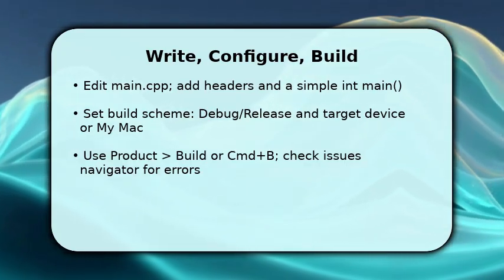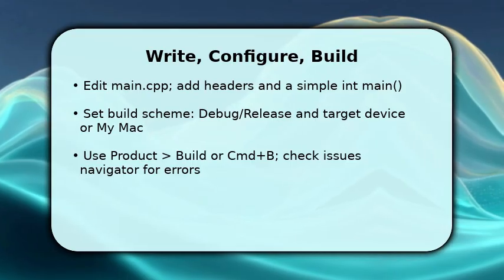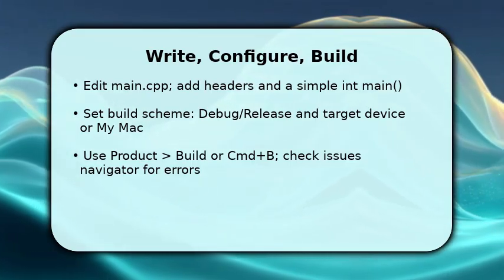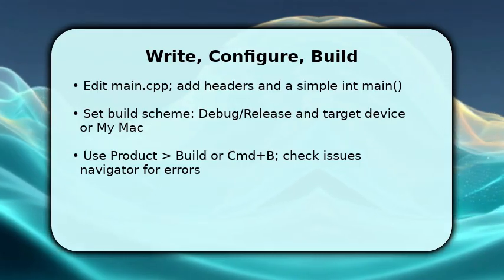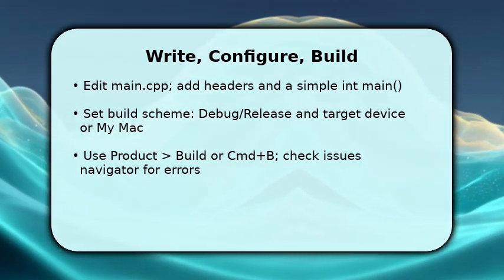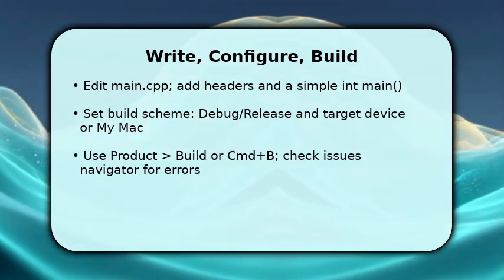Once configured, build with Product, Build or press CMD+B. Errors appear in the Issues Navigator. If you hit a warning, fix it. If you hit an error, read the pane for the file and line to correct syntax or include mistakes.